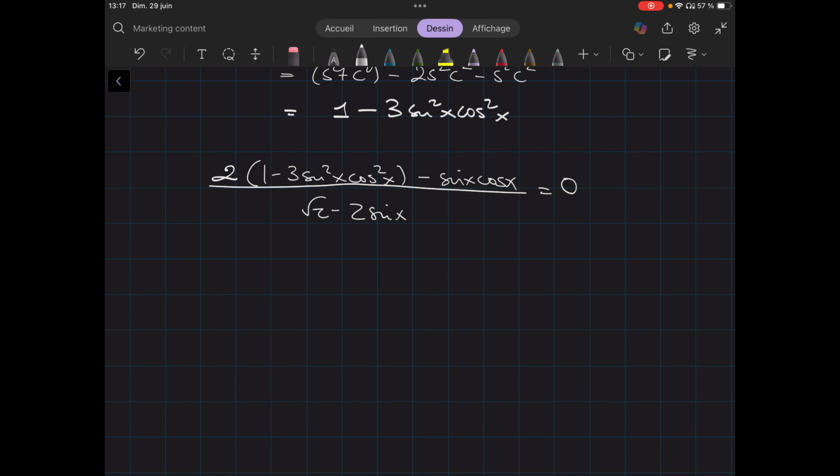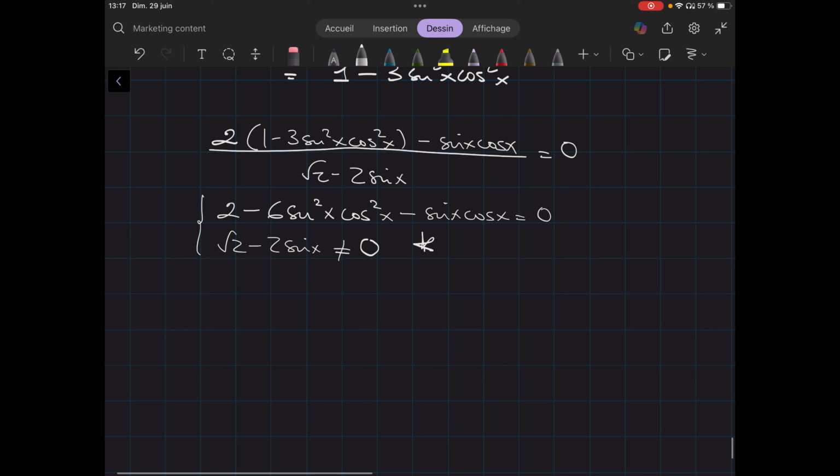This equation is equivalent to 2 minus 6 sine squared cos squared minus sine cos is equal to 0. And that root 2 minus 2 sine of x must be non-zero. The second equation tends to trip a lot of students. So let's solve the first equation.